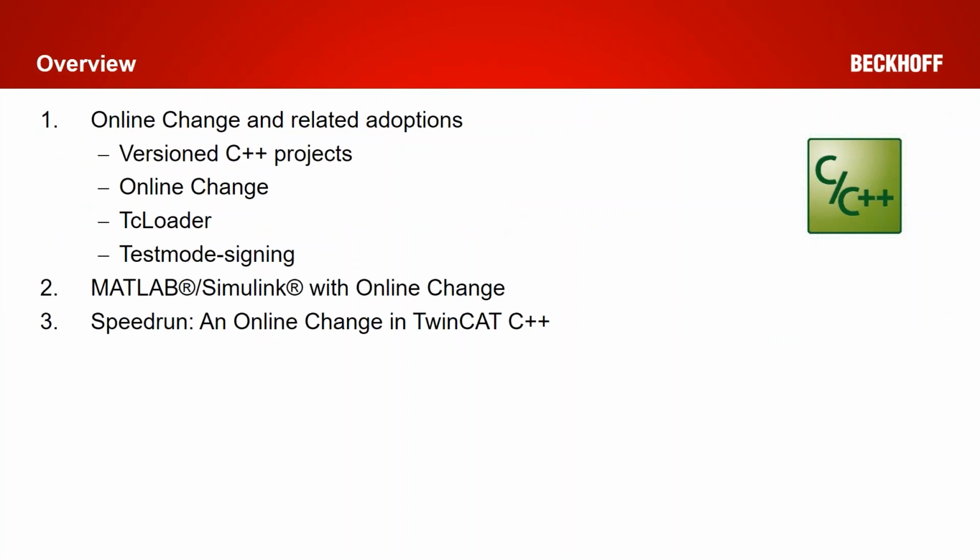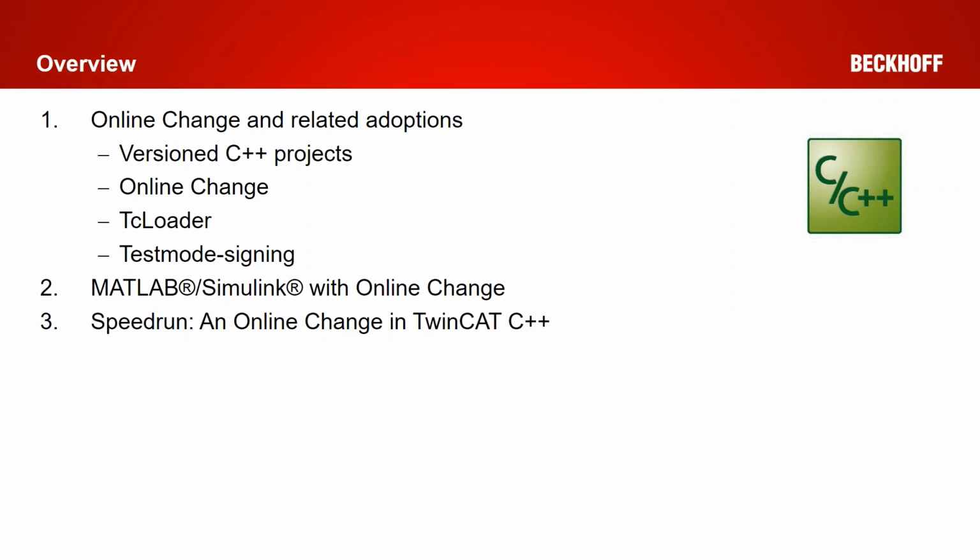Overview. First, let's have a small look at the agenda today, what we would like to talk about. That's mainly the OnlineChange feature of the TwinCAT 3.1 4024 build. And we have some related adoptions which were required for implementing the OnlineChange there. And I would like to give you the overview of the versioned C++ projects, for example, which are one part of the related adoptions.